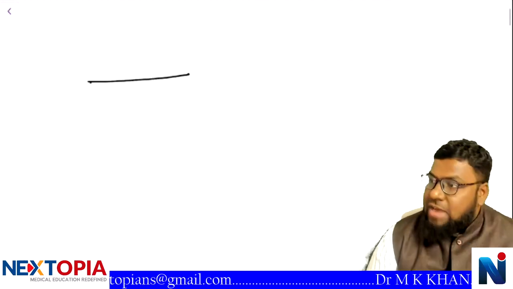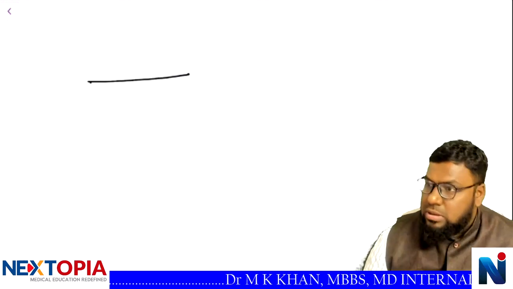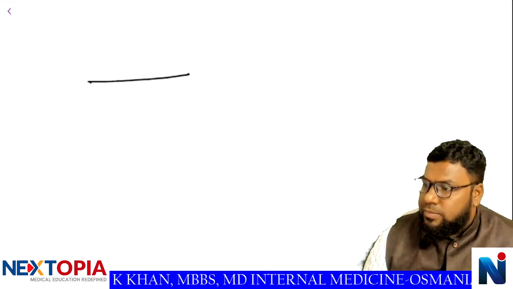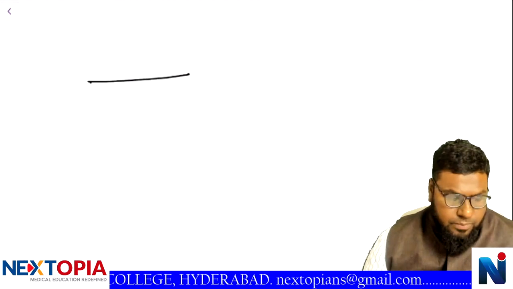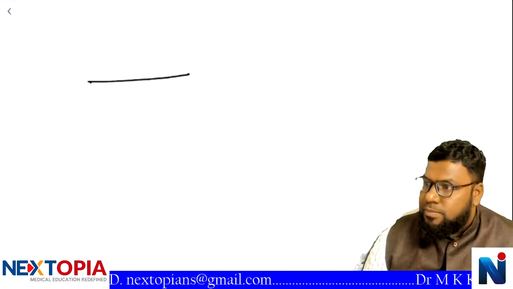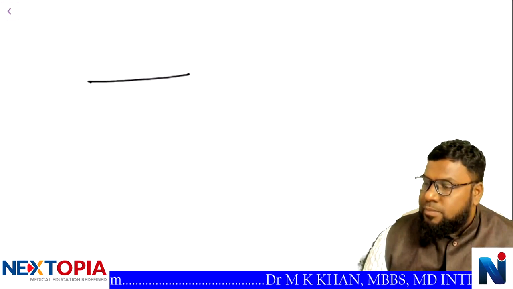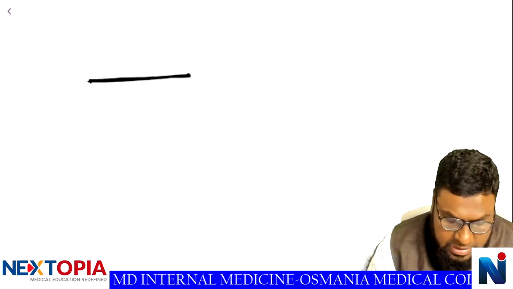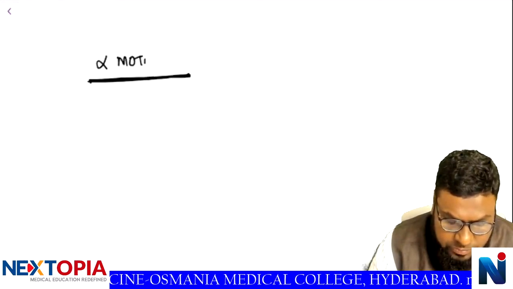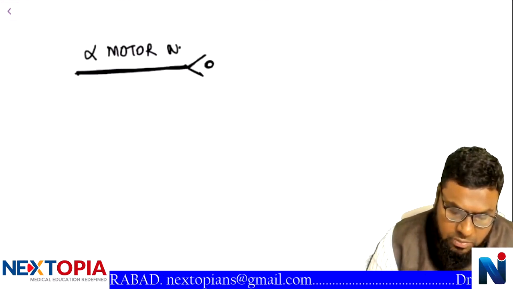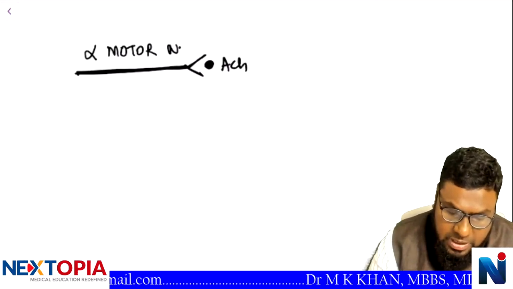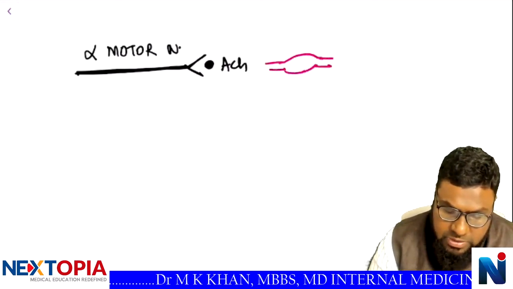So I was discussing the alpha motor neuron. Suppose this is the alpha motor neuron. It communicates with the help of acetylcholine as a neurotransmitter, and it causes stimulation of the skeletal muscle.